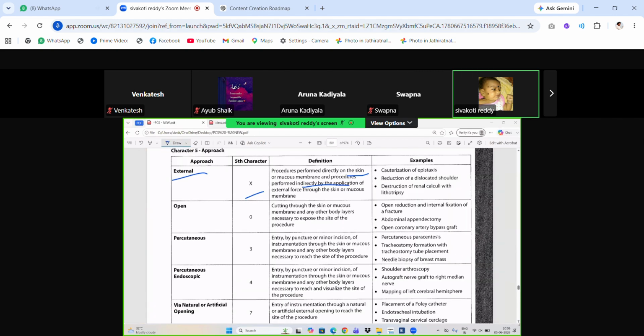Next come to the open. Open means simple. Here they will cut the skin or other layers, reach the procedure site, and perform the procedure like a normal procedure.